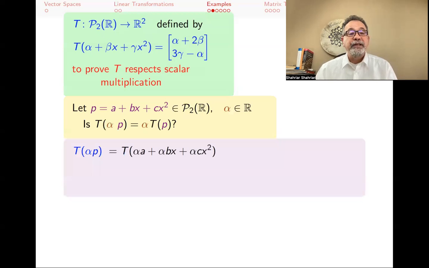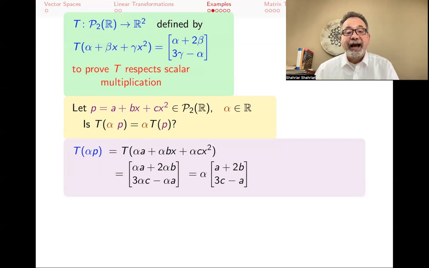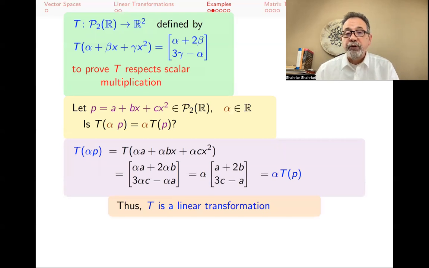Well, what's alpha P? Alpha P is alpha times P. Alpha times P, I can multiply. It's alpha a plus alpha b x plus alpha c x squared. And when I have it in this form, I know what T does to it. It takes the constant term plus twice the coefficient of x, and then takes 3 times the coefficient of x squared minus the constant term. So it gives me the following thing. But I can factor an alpha out because, again, I am in R2, and I get alpha times (a plus 2b, 3c minus a), and that is T of P. That's what T of P is going to be. And so I have alpha times T of P, and I've proved that I have both properties, and so I've proved to you that this T is a linear transformation.